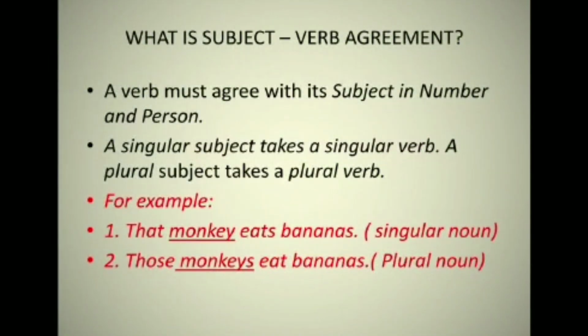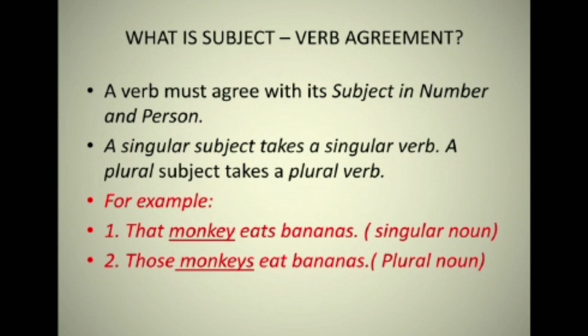So now the question arises here: what is subject-verb agreement? Well, you know that every English sentence has a subject and a verb. Subject-verb agreement means the subject and verb must be in the correct form. Now what the rule says: a verb must agree with its subject in number and person. A singular subject takes a singular verb. A plural subject takes a plural verb.